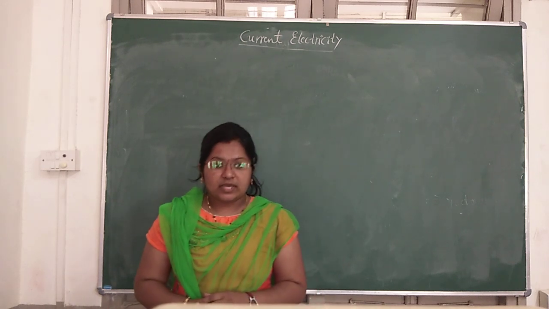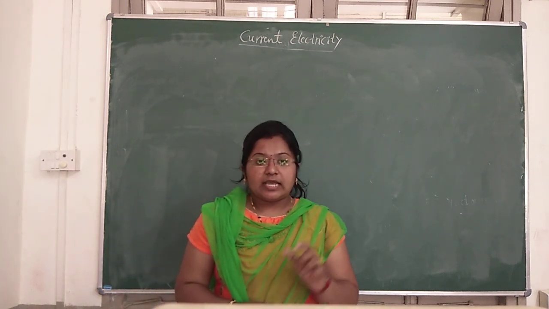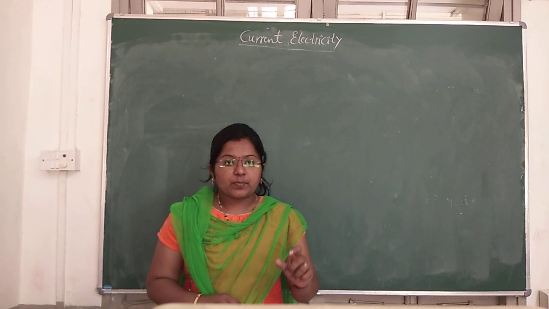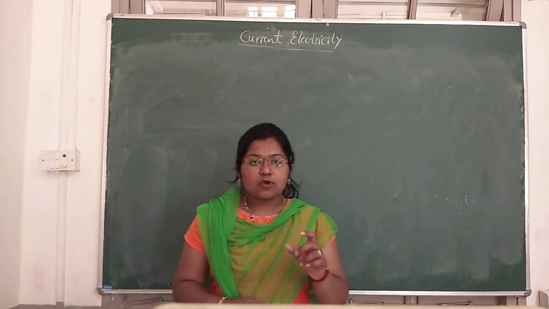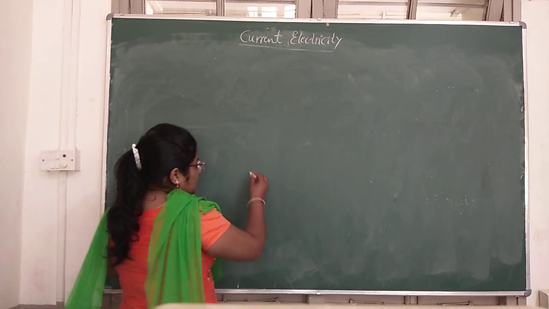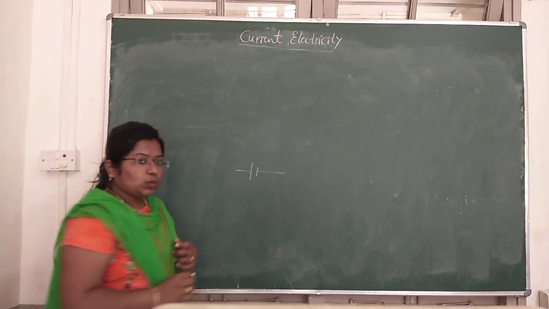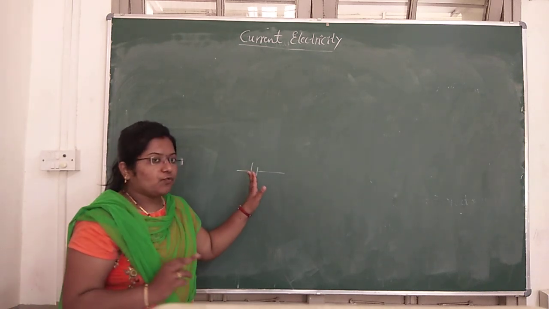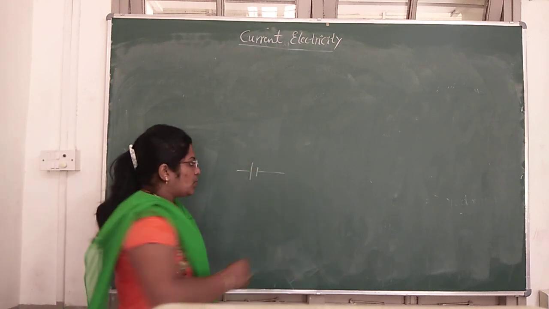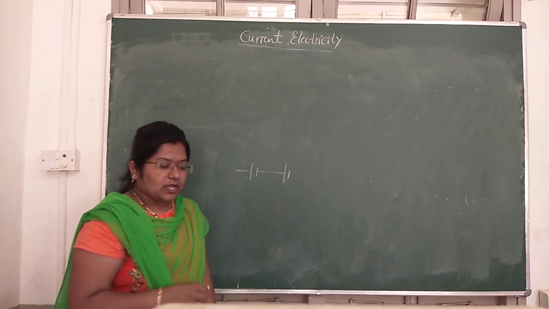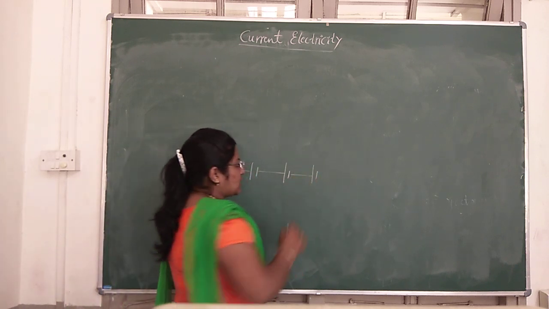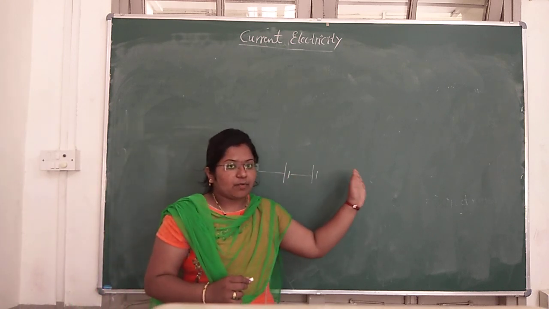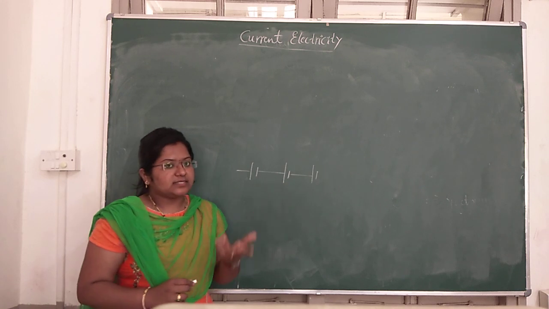So now in today's class I am going to discuss the effective EMF and effective internal resistance of a combination of cells. You know what a series combination of cells means. If a cell is like this, it has two terminals, a positive terminal and a negative terminal. If the negative terminal of one cell is connected to the positive terminal of another cell, and again the negative terminal of one cell is connected to the positive terminal of another cell, like this, then this combination is called a series combination.